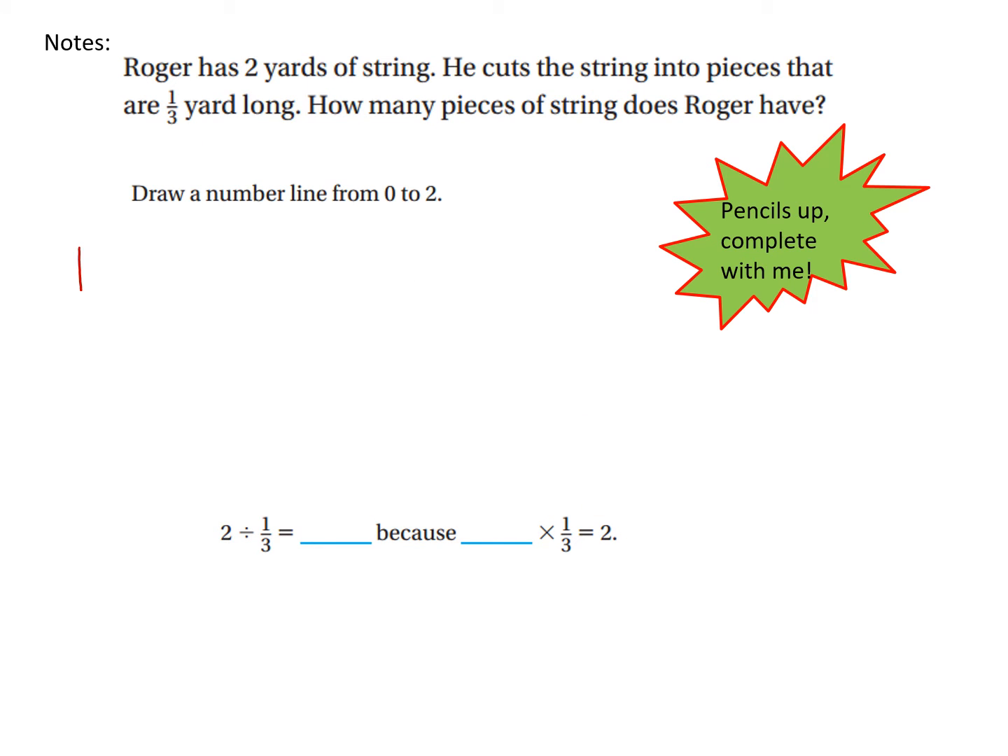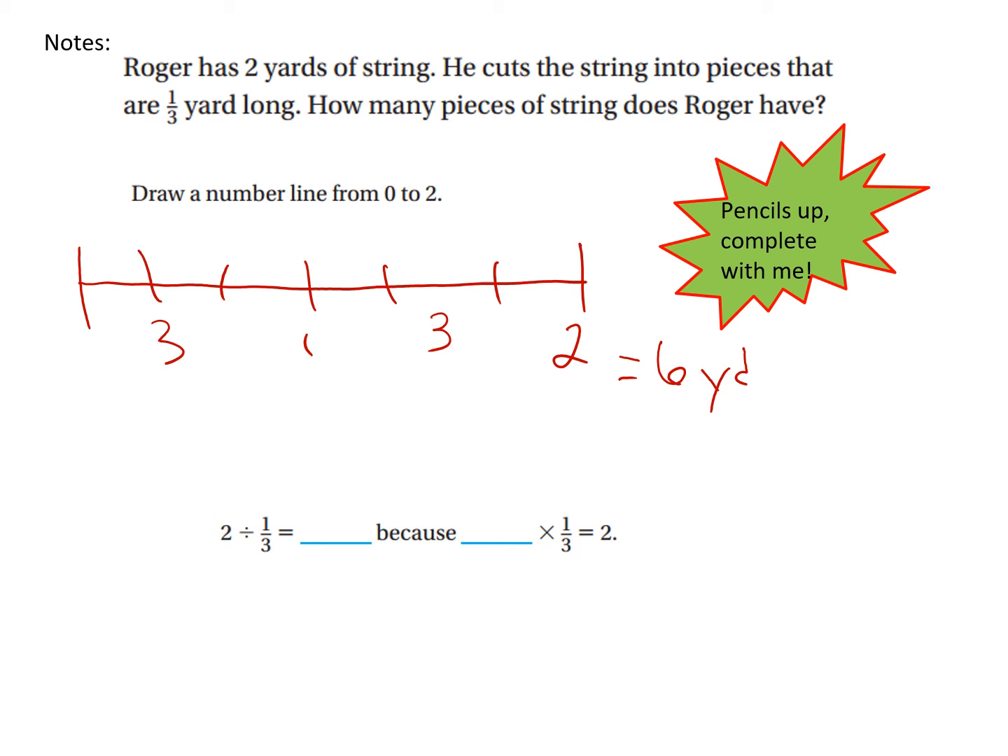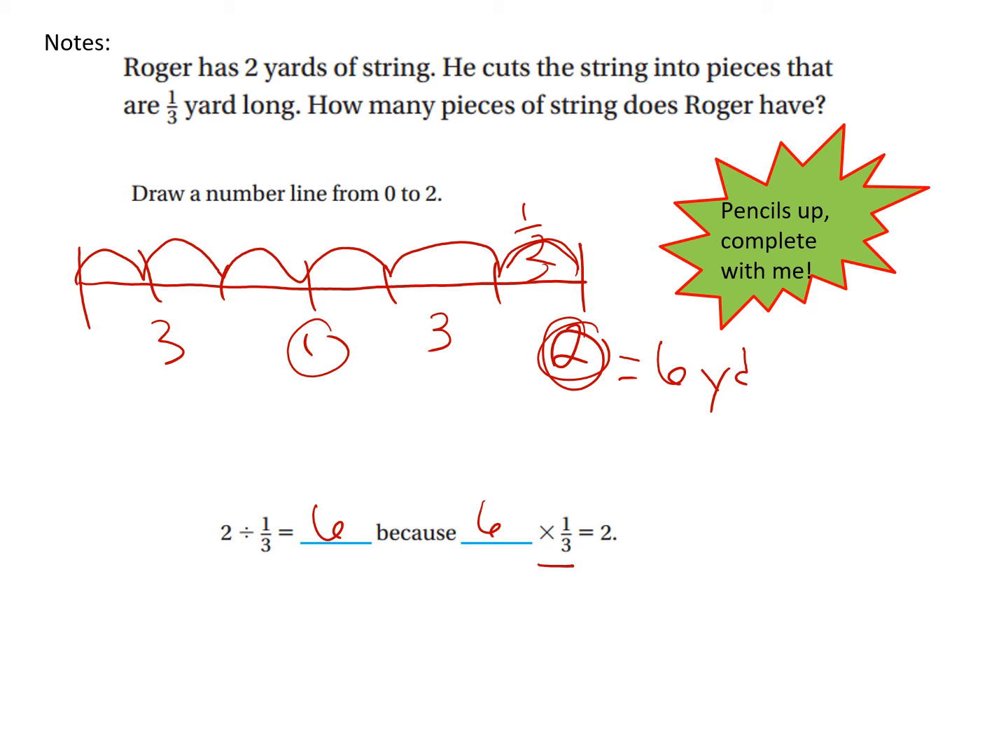This one, Roger has 2 yards of string. 1 yard, 2 yards. He cut the string into 3 equal pieces. My question is, how many pieces of string does Roger have? He's got 3 in the first yard, 3 in the second yard, for a total of 6. So 2 whole divided by 1/3 gives me 6 pieces, because 1, 2, 3, 4, 5, 6 times 1/3 equals 2 whole. Okay?